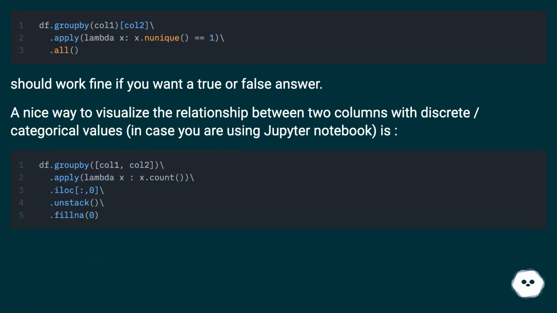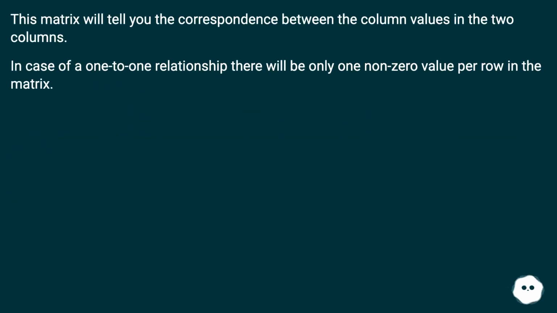A nice way to visualize the relationship between two columns with discrete/categorical values, in case you are using Jupyter Notebook, is this. This matrix will tell you the correspondence between the column values in the two columns. In case of a one-to-one relationship, there will be only one non-zero value per row in the matrix.